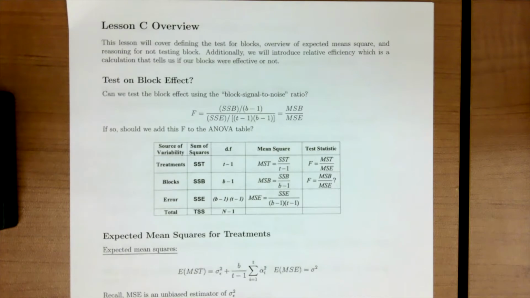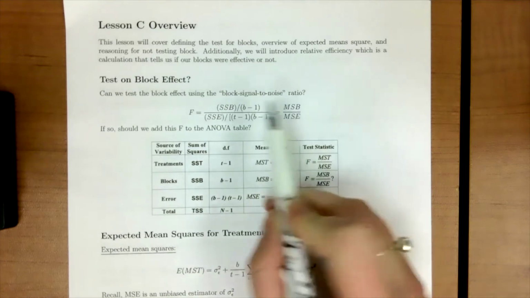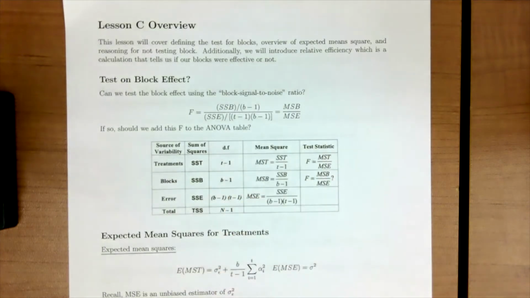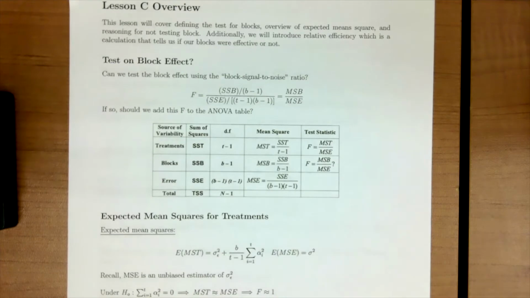So let's say we're going to test blocks. Then we typically have our mean squared error for what we're normally testing. Normally it's the treatments, but in this case, we're going to test the blocks. So we have our MSB divided by our MSE. So it's almost the block signal to noise ratio. And so if we did this, we would have this ANOVA table with our F statistic.